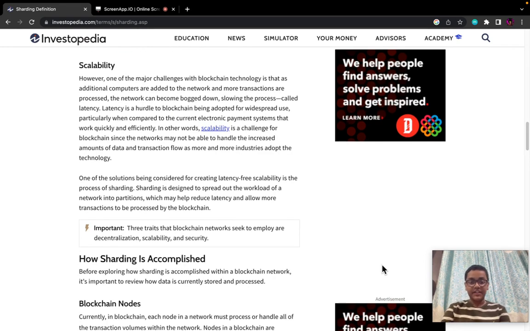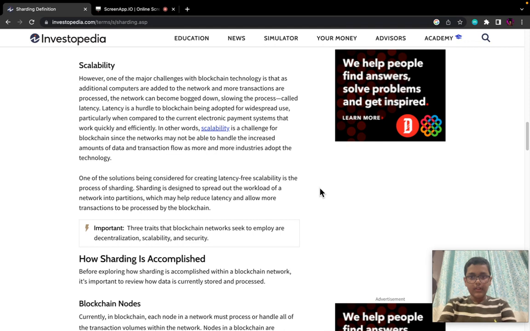Scalability. However, one of the major challenges with blockchain technology is that as additional computers are added to the network and more transactions are processed, the network can be bogged down, slowing the process, called latency. Latency is a hurdle to blockchain being adopted for widespread use, particularly when compared to the current electronic payment systems that work quickly and efficiently. In other words, scalability is a challenge for blockchain since the network may not be able to handle the increased amounts of data and transaction flow as more and more industries adopt the technology.